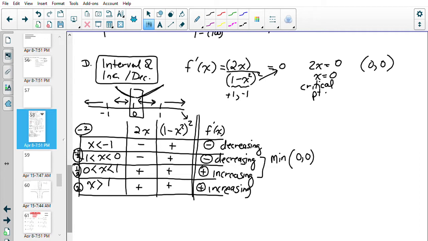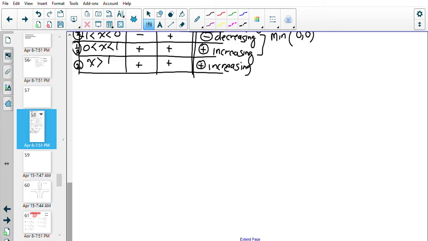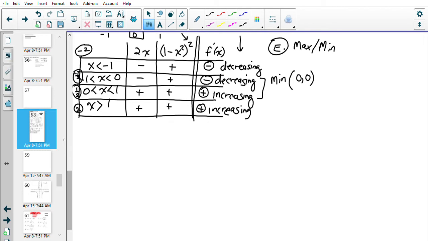Alright, so now we have part D was our intervals of increase and decrease, which are reported right there. Part E was max min, which we have now just determined from the table. So part E is easy to accomplish. We now go to the penultimate step, which is step F. And F wants us to look at the concavity. And for concavity and inflection points, you need to consider the second derivative.